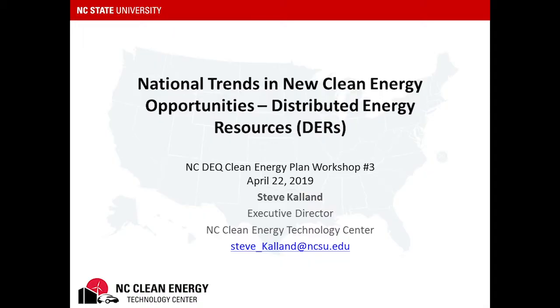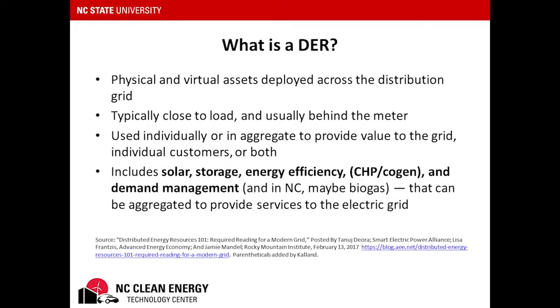So what is a distributed energy resource? Physical and virtual assets deployed across the distribution grid, typically close to load and behind the meter, usually used individually or in aggregate to provide value to the grid. Solar, storage, energy efficiency. This information is taken from a report that AEE did, but I added CHP and cogen, and here in North Carolina, biogas is probably worth considering in this category as well. But these are all things that can be aggregated to provide services to the electric grid.